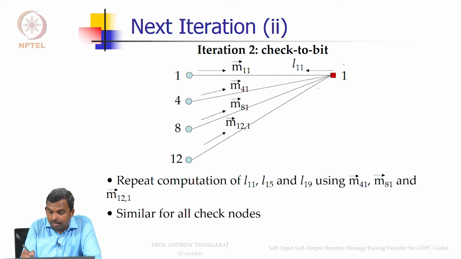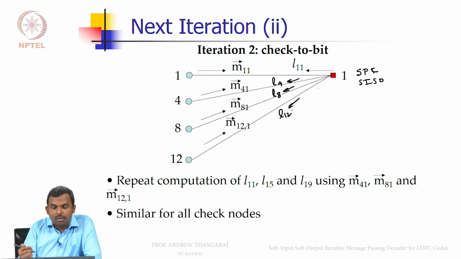Now, this check node 1 does, like I said, SPC SISO. It does the calculation, it uses the 4 inputs and computes L11. Now you have to just repeat the computation throughout. So this will also send an L4 back, and L8 and L12 also. It will send back information to all the bit nodes it is connected to.